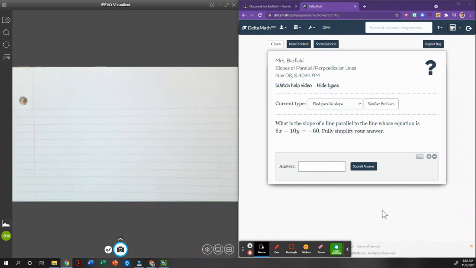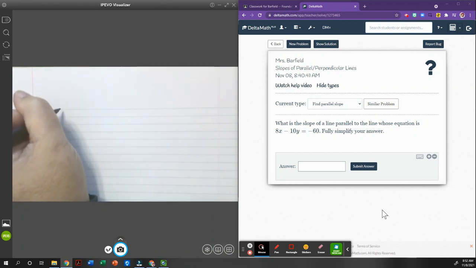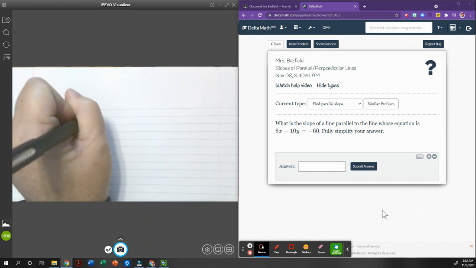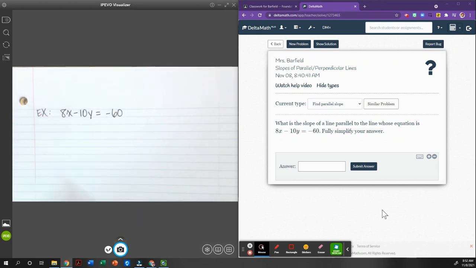All right, you guys, so let's go over these examples. Okay, now I am only going to do one example on this parallel slope because it is super easy. All right, so they said, what is the slope of a line parallel to the line whose equation is 8x minus 10y equals negative 60?